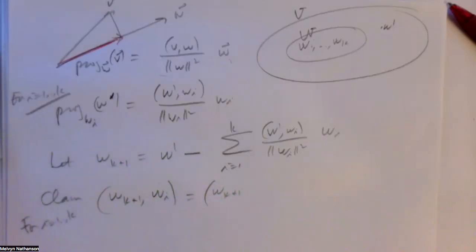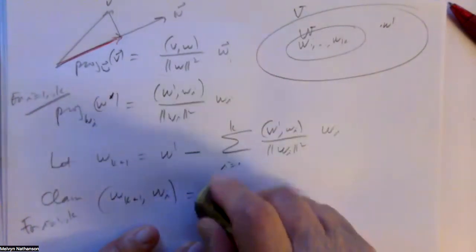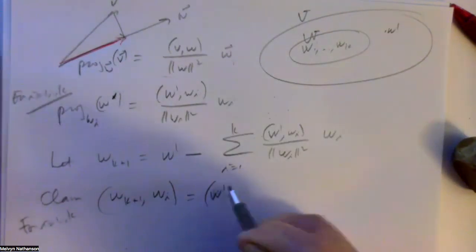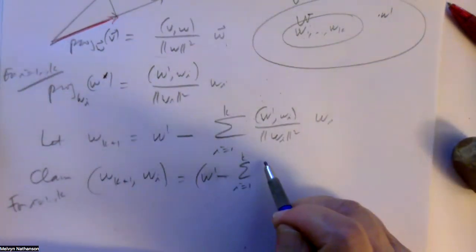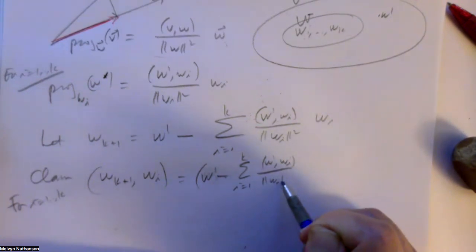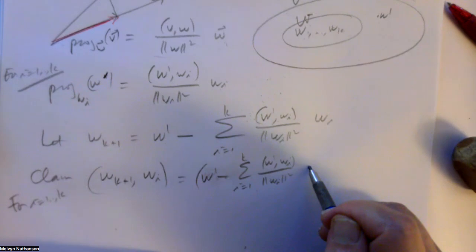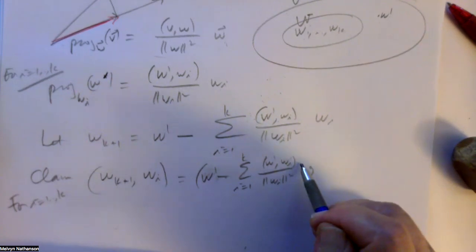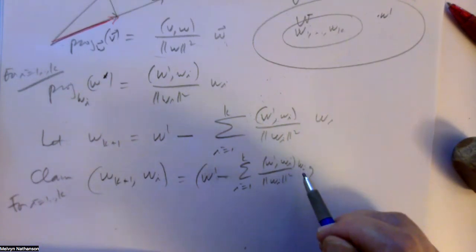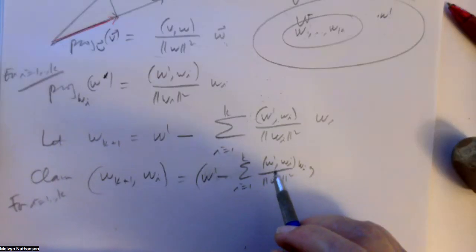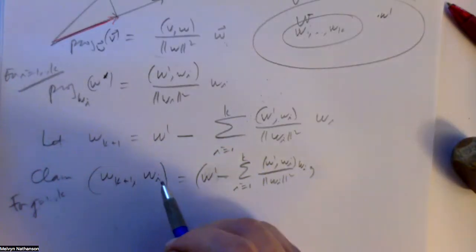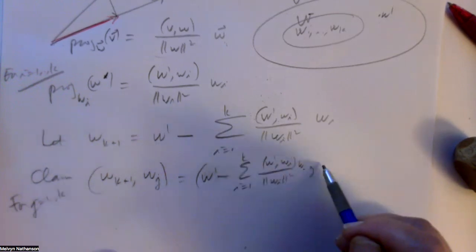What is W_{k+1}? I have to write it out. This is W prime minus the summation, i goes from 1 up to k, of the inner product of W prime and W_i over the length of W_i squared, that times W_i. Let me do this for j: the inner product with W_j.